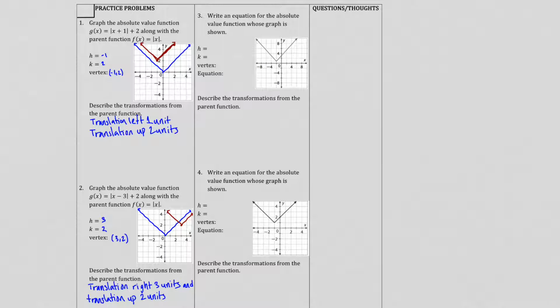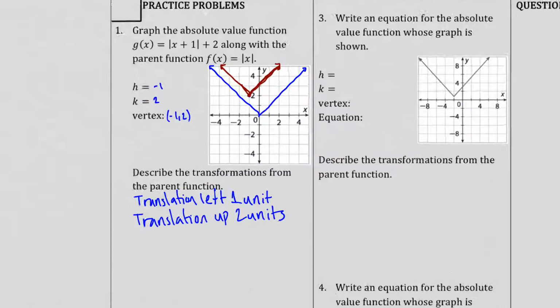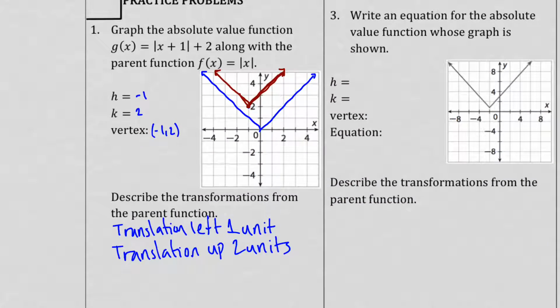Okay, here are the correct answers for both of those. For number 1, you can see the graph right there. I graphed the parent function, and then this is my final one. What you care about here is that the vertex is -1, 2, because H is -1 and K is 2. And it looks exactly the same as the parent function in terms of the slope, right? Up 1 over 1, up 1, left 1, because there's nothing here in front.